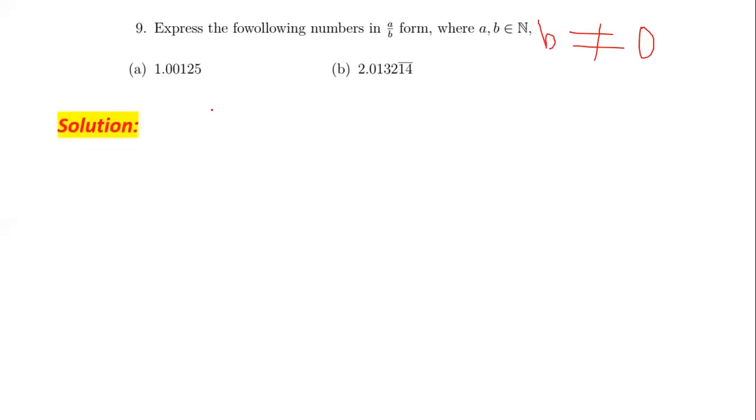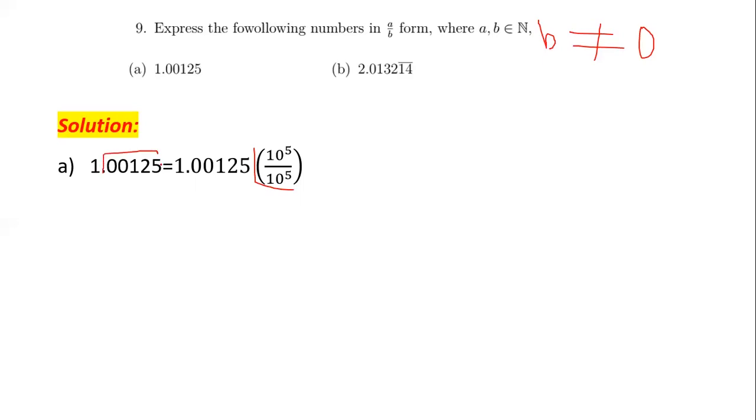So if we start from the first one, that is a, we know that in order to find the fractional form of a given decimal number, the only thing we can do is multiply by a certain fraction of this form. We are given 1.0015, so this decimal has 5 digits just after the decimal point.